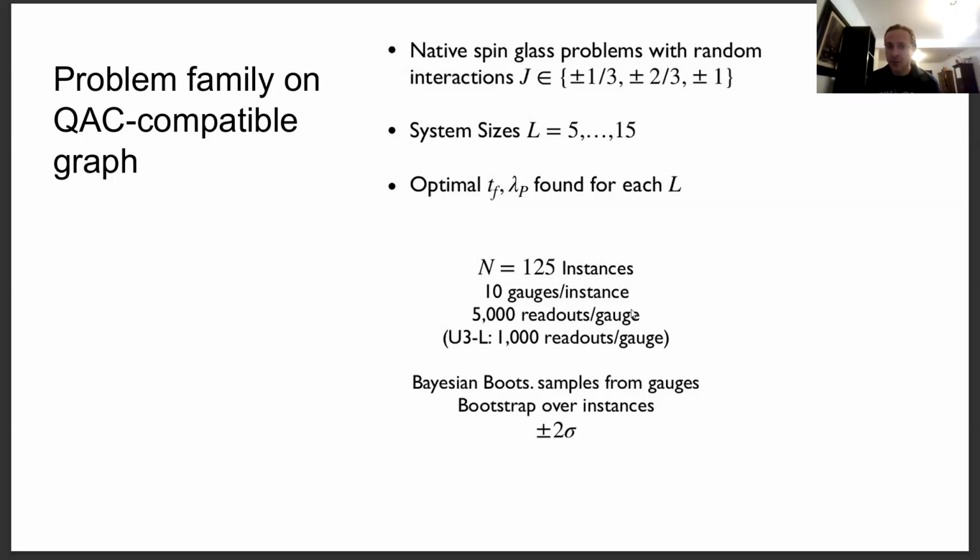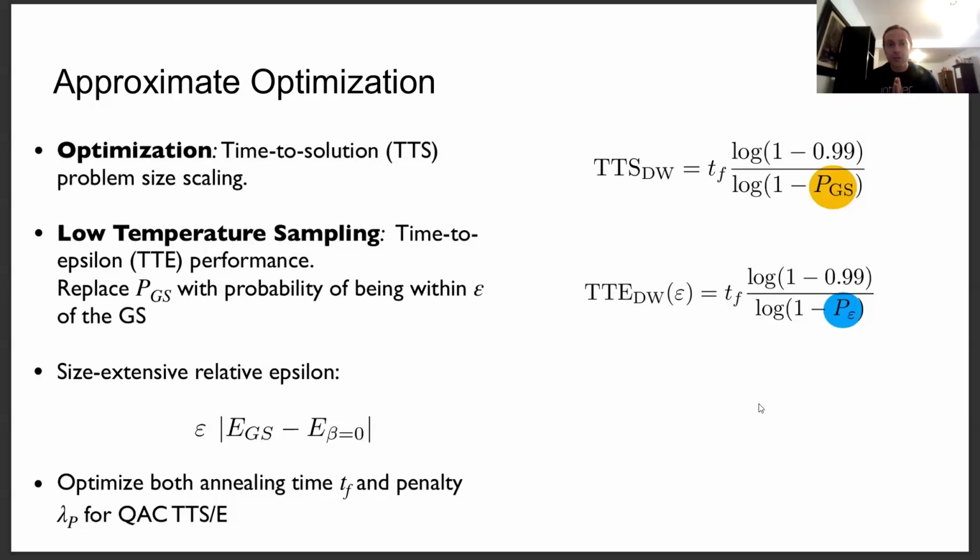And here are the other parameters and choices that we made, for completeness. Now I'm going to explain the second idea, which is the specific definition of approximate optimization. The idea is that D-Wave, and any quantum annealer really, by its very definition, is annealed for a finite time, so it's not going to sample the ground state. It's going to sample some sort of low temperature state. The natural computational task corresponding to low temperature sampling is time to epsilon. So we want to be within epsilon of the ground state, and specifically we want it to be size extensive, so that we can use the same epsilon for different system sizes.